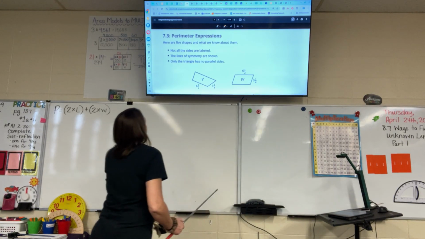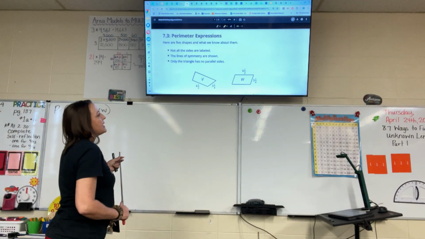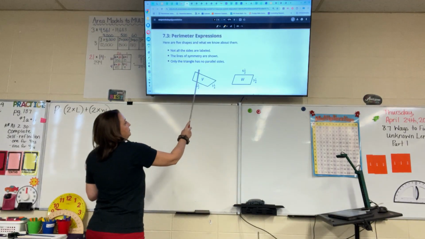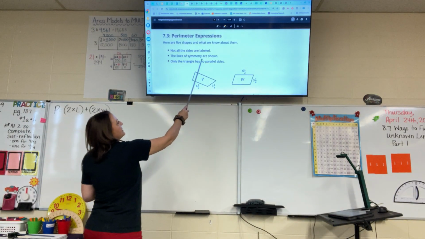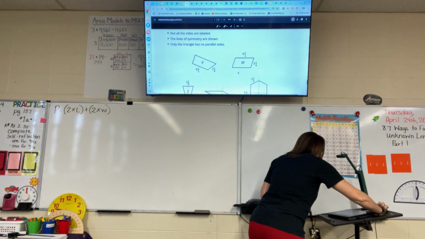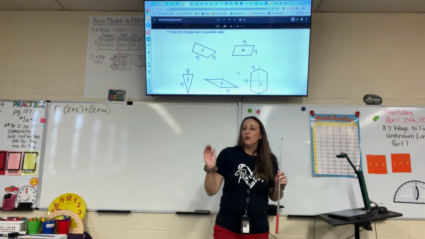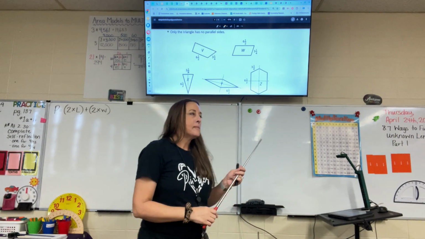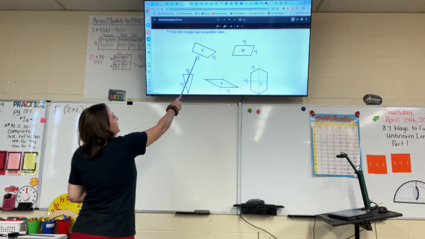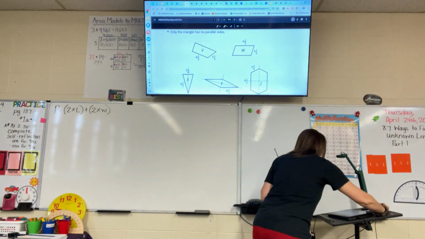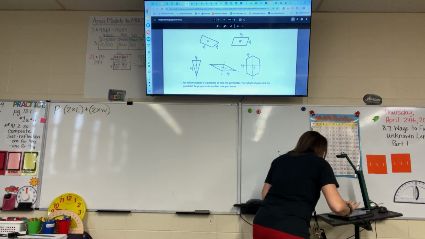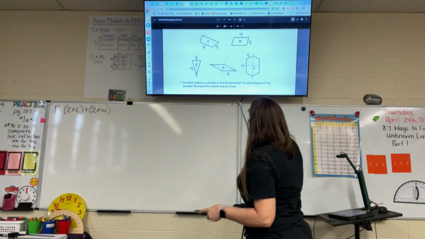Perimeter expressions. Here are 5 shapes and what we know about them. Not all the sides are labeled clearly. The lines of symmetry are shown. Only the triangle has no parallel sides. So, for which shapes is it possible to find the perimeter?